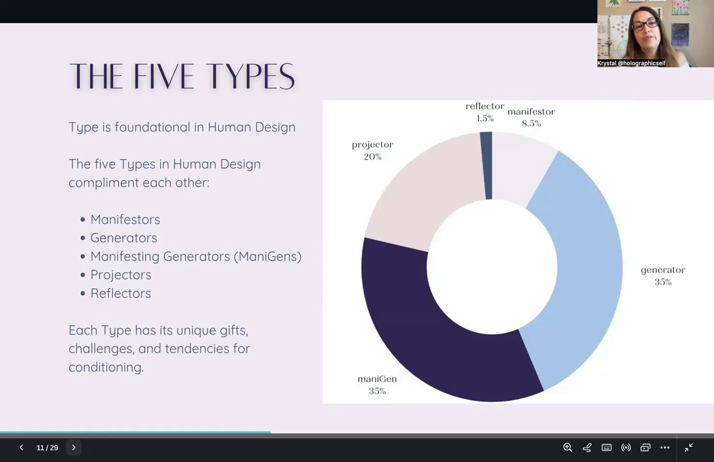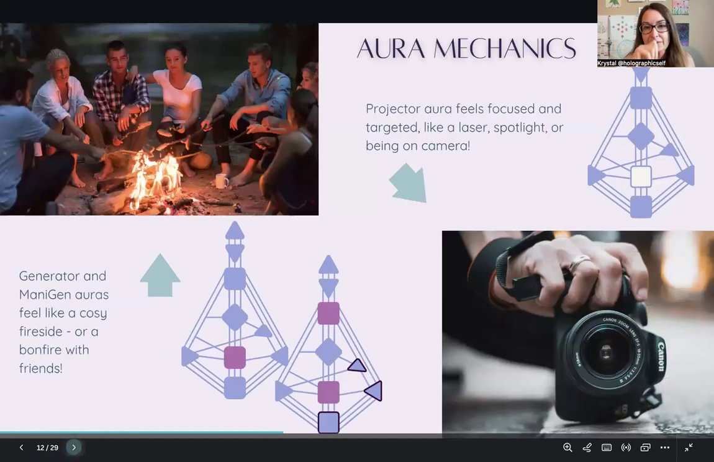And so out of the whole population, we have about 35% Manny-Gens, manifesting generators, and another 35% generators. So about 70% of the population are those two types combined. Then we also have about 20% of folks being projectors, and that leaves about 10% left. So it's about 1.5% reflectors and 8.5% manifestors. So the aura of a generator and or a Manny-Gen, it feels like this cozy, warm campfire. It's magnetic, it's attractive.